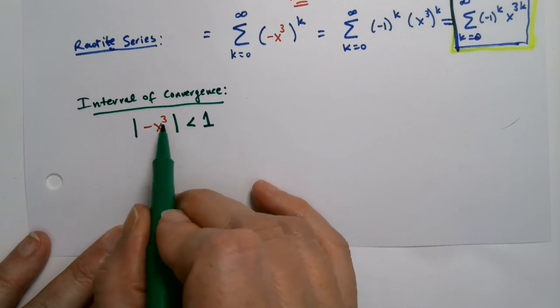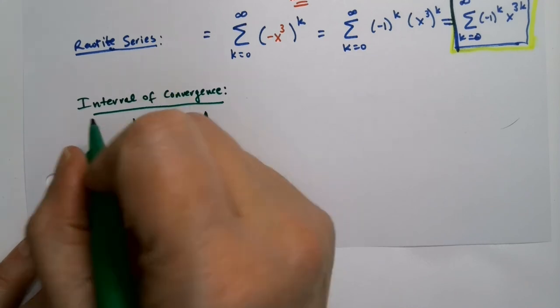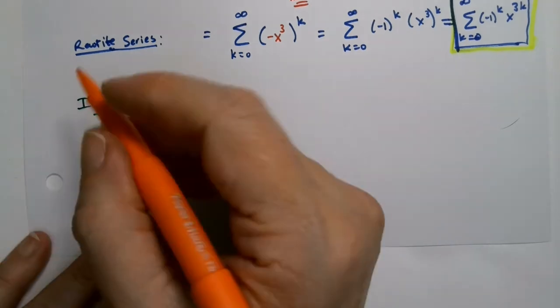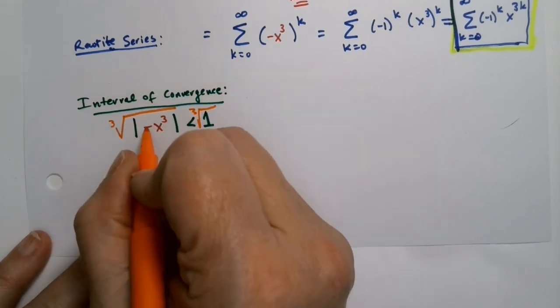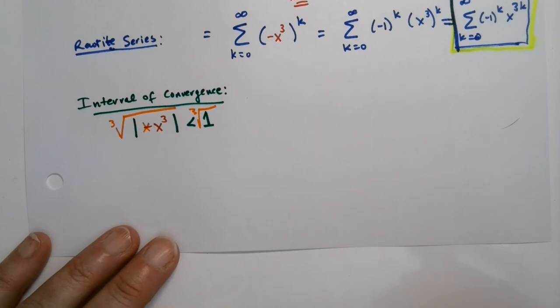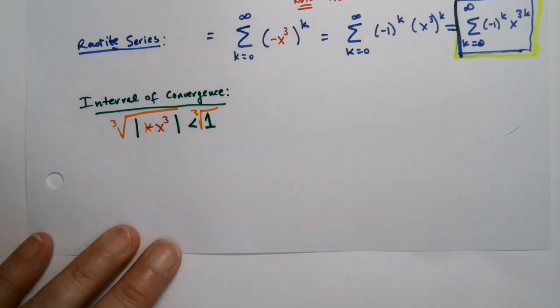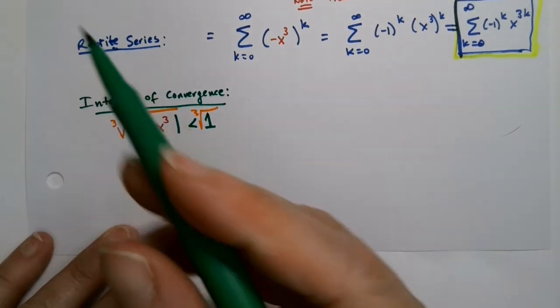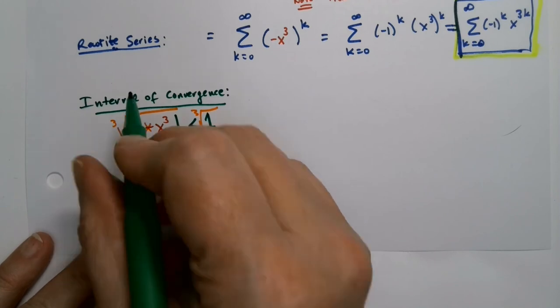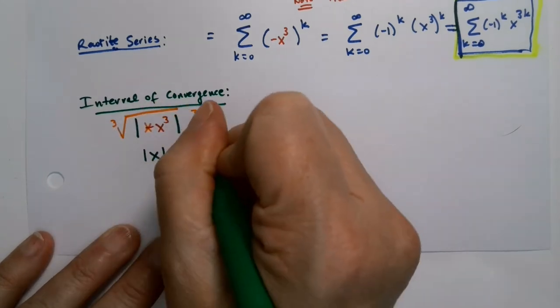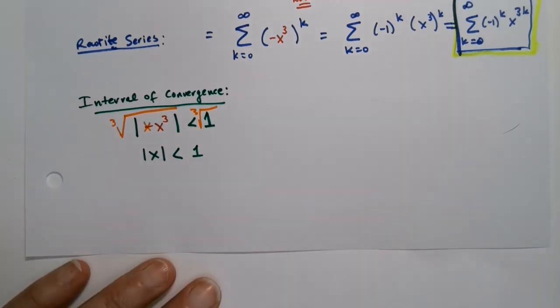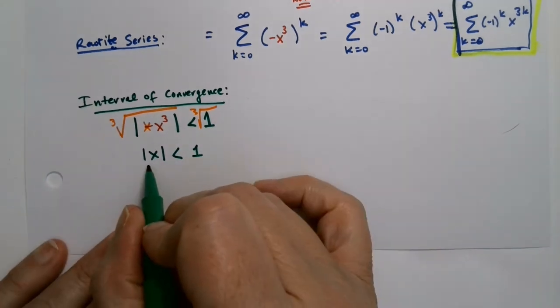Now I want to get rid of the cubed, so I'm going to take the cube root of both sides, because why not? Right, so if I take the cube root of that side, take the cube root of that side, the negative's kind of irrelevant because it's inside an absolute value. And I'm left with the cube root of the absolute value of that, which would be x, and then the cube root of 1, which is 1. So there's my interval of convergence.